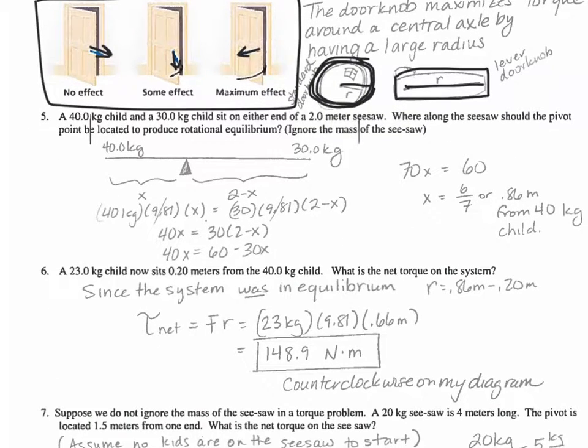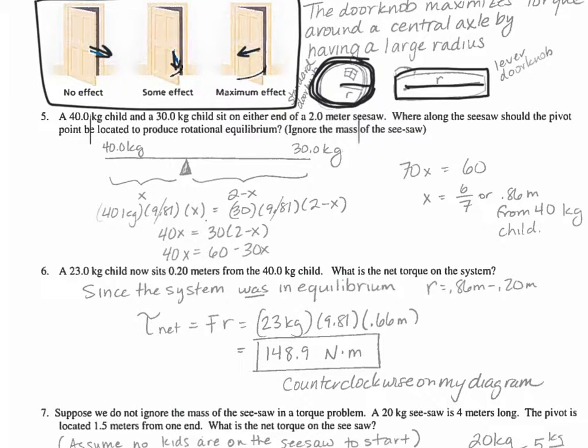Let's look at example 5. We've got a 40-kilogram child and a 30-kilogram child sitting on either end of a 2-meter seesaw. Where along the seesaw should the pivot point be located in order to produce rotational equilibrium? Ignore the mass of the seesaw.